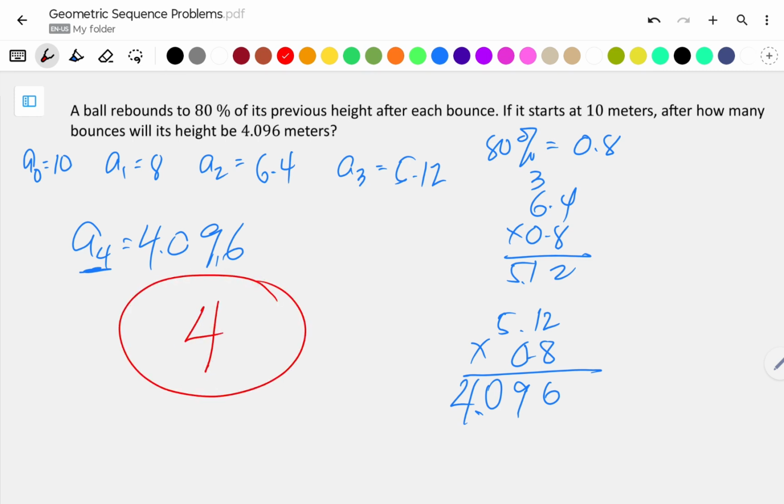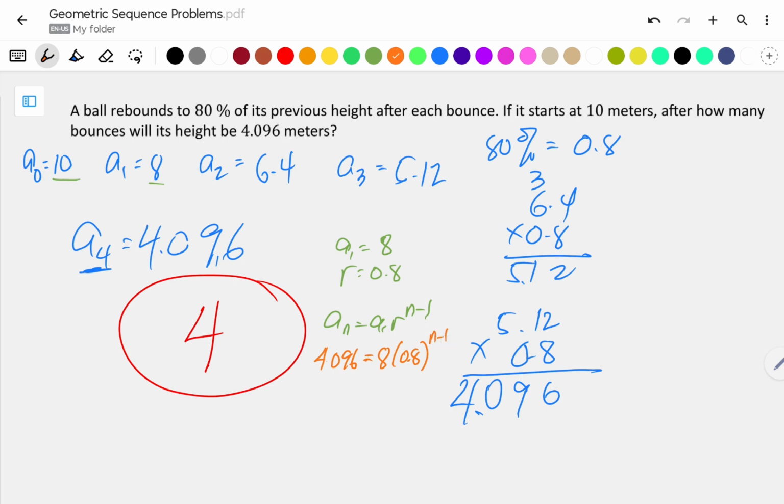So 4 bounces. We can also use the formula here. Using this sequence, we have A sub 1 is 8. Common ratio is 0.8. And A sub n equals A sub 1 r raised to n minus 1. We're asked of the n. A sub n is going to be 4.096. A sub 1 is 8. R is 0.8. And n is what is asked.